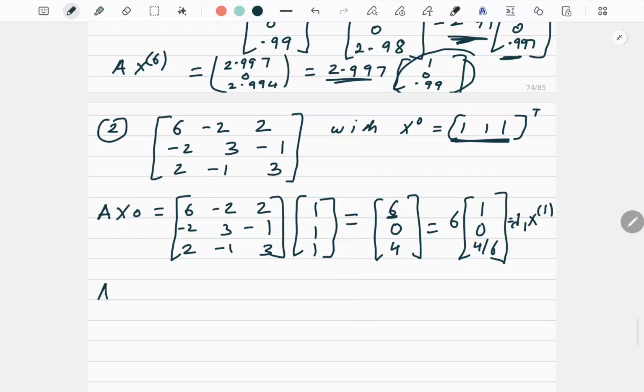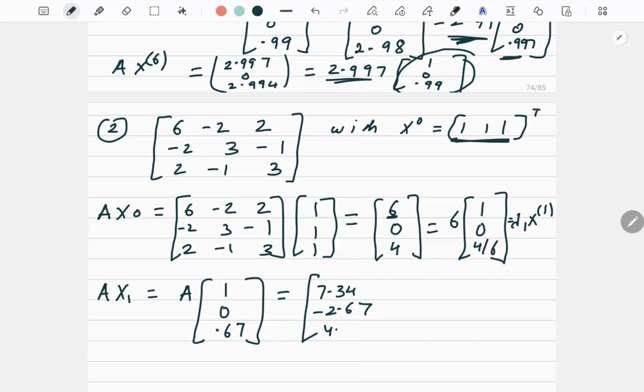So next step I will do A x1. So A, and what is x1? x1 is 1, 0, 4 by 6, which is nothing but 0.67. Now when you multiply this, you will get 7.34, minus 2.67, 4.01. Now you see, when you have so many decimals, it is much better to use calculator. When simple numbers, it's okay, but when decimals, you need calculator. So 1, minus 0.36 and 0.55.